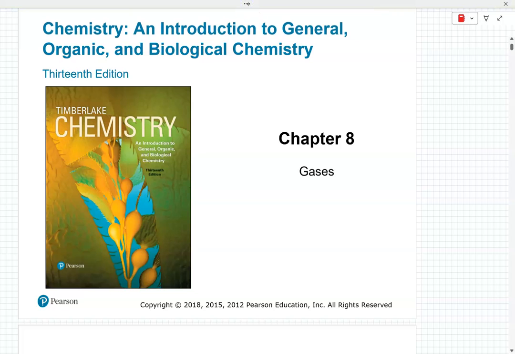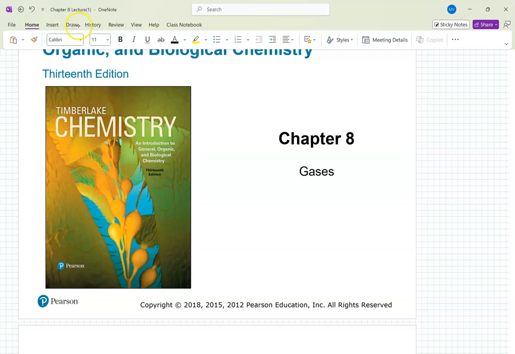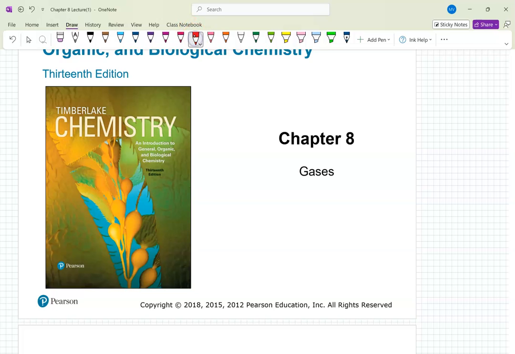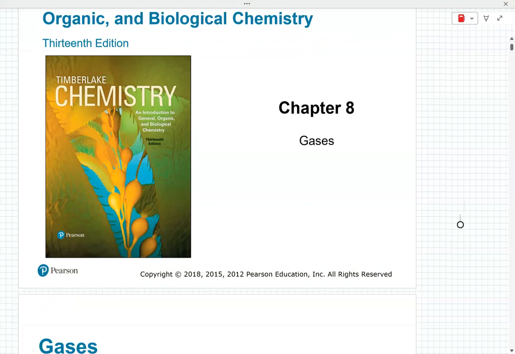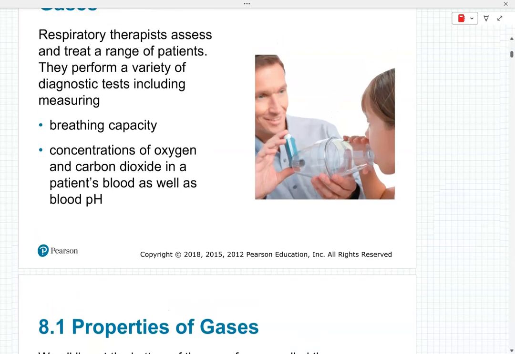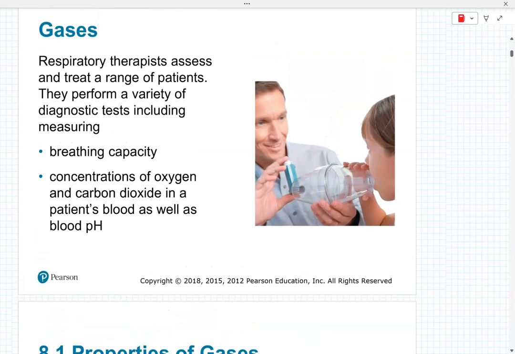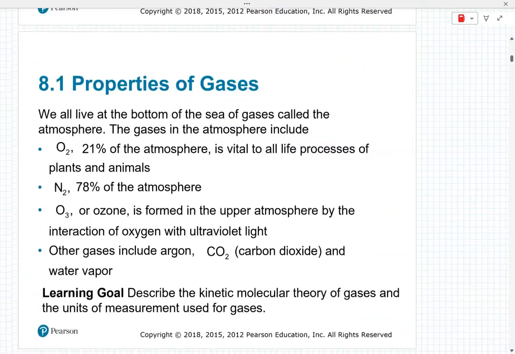This chapter is about molecular kinetic theory of gases, okay? And I'm going to skip the introductory slides if you don't mind, like they don't mean a thing.